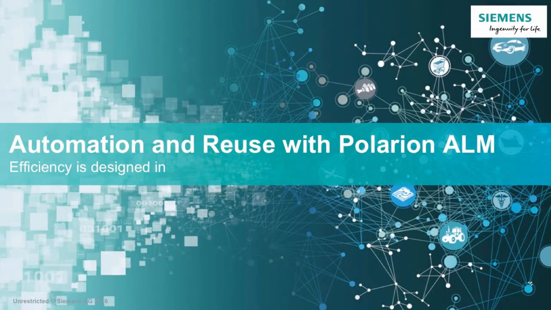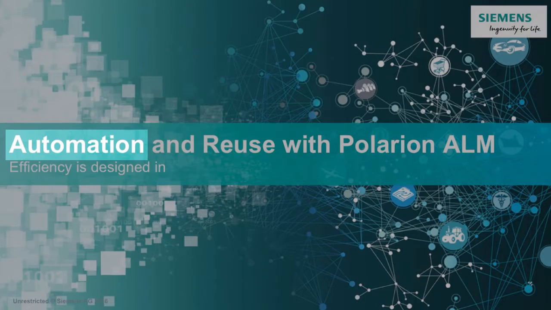In today's highly competitive world, you need to ensure that your software development teams are working efficiently and effectively. Polarian ALM helps with this in many ways. In this short video, we'll look at two major areas: process automation and reuse.